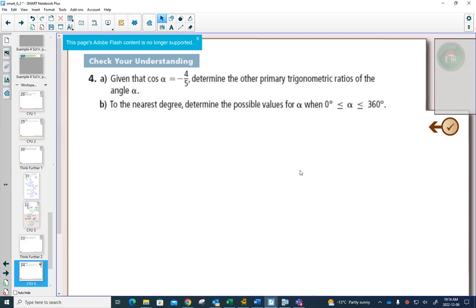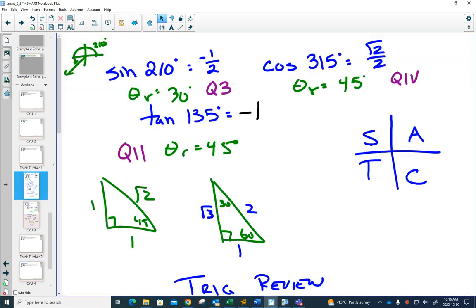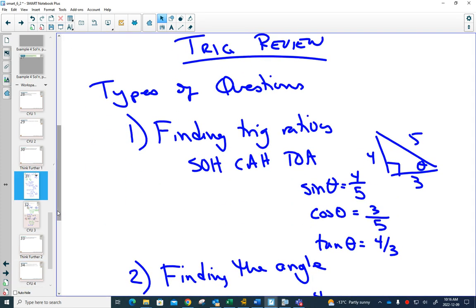Given that cos of alpha is -4/5, determine the other primary trig ratios of the angle alpha. If we go back to our trig review, as far as types of questions, this one says find the other trig ratios. If you're finding trig ratios, all you're doing is using your definitions of sine, cos, and tan: opposite over hypotenuse, adjacent over hypotenuse, opposite over adjacent. You're just using the definitions.